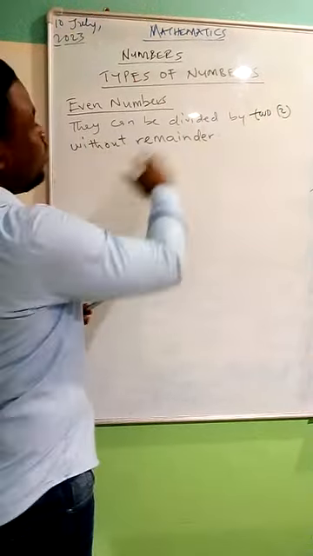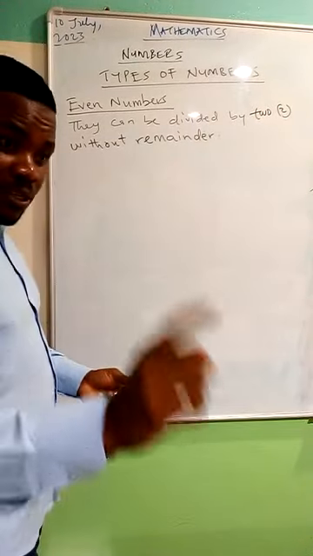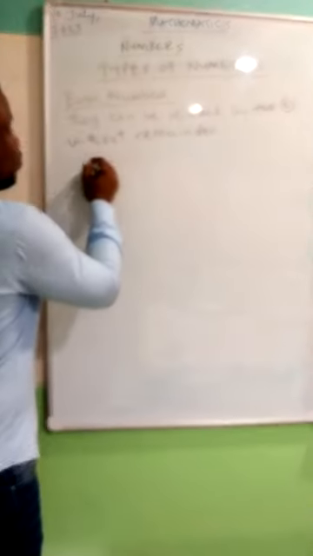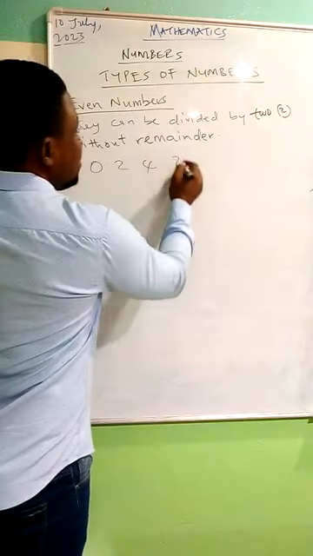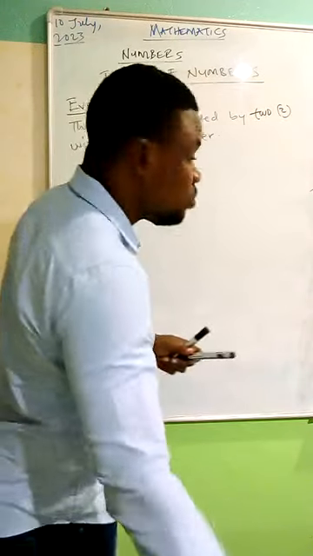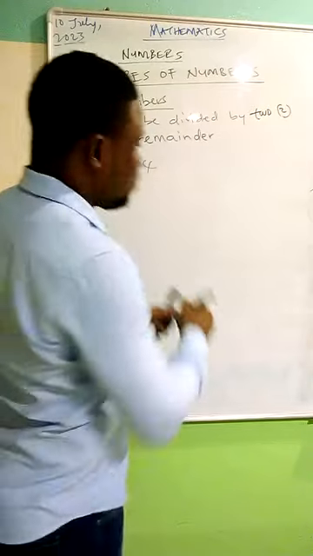Even numbers are numbers that can be divided by 2 without what now? Remainder. Please take note of this code I'm giving to you. 0, 2, 4, 6, and 8, right? 0, 2, 4, 6, or what now? Or 8. Boom.